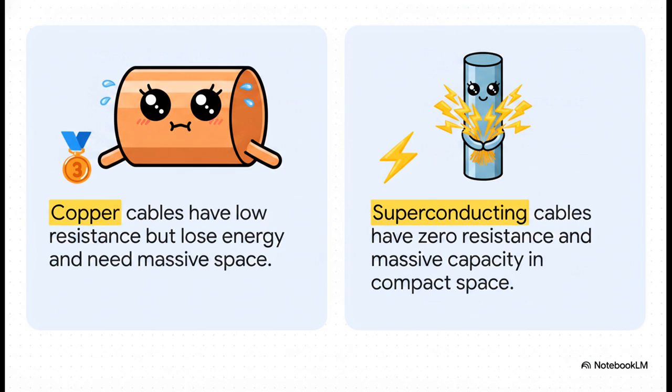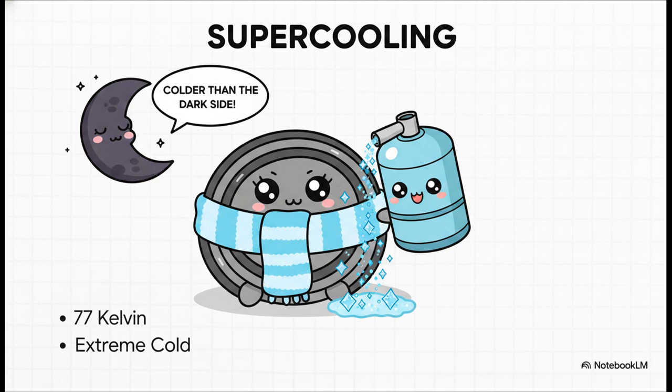Superconducting cables, on the other hand, like those being developed by a Microsoft-backed startup called Veir, have zero resistance. They can carry an insane amount of power in a very, very compact space. One of these cables could essentially replace several conventional transmission lines. It's a real game changer. Of course, there's always a catch.